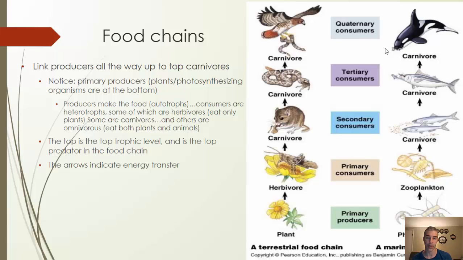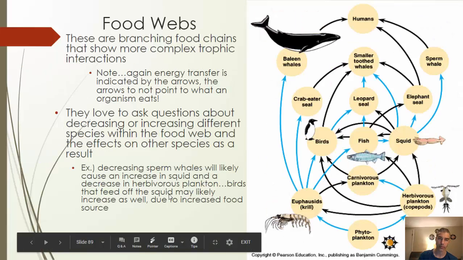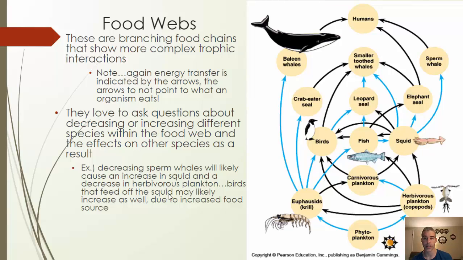And arrows in these always mean energy transfer. Whatever is being eaten, the arrow points towards the thing that is doing the eating, because the energy is going in that direction. You can see here a terrestrial example and a more marine example, which happens in the ocean. Food webs, though, look at all of the branching food chains that exist, everything that eats everything within a community. Energy transfer is still indicated by the arrows.